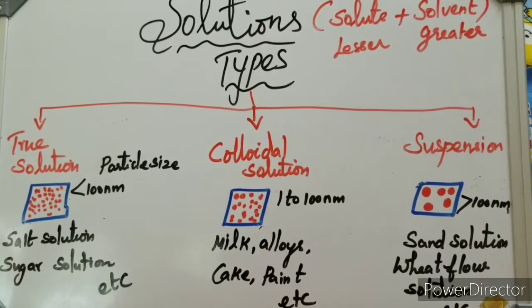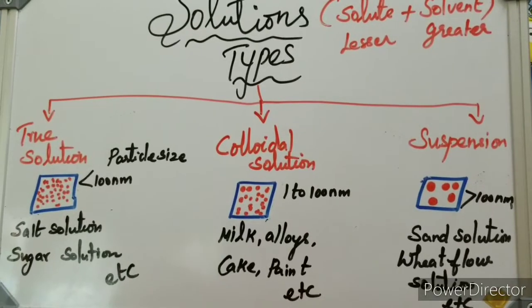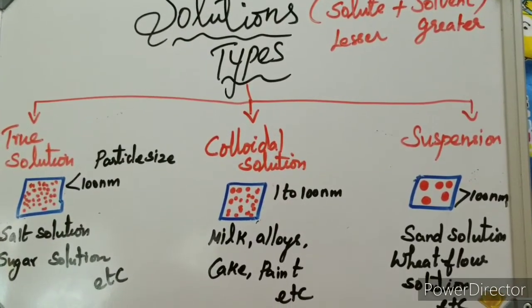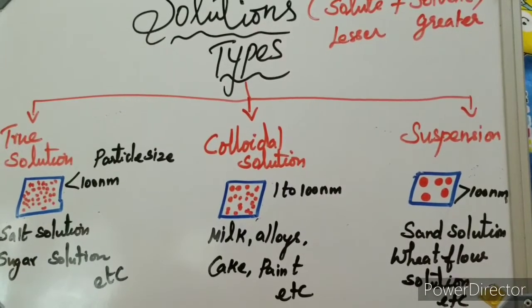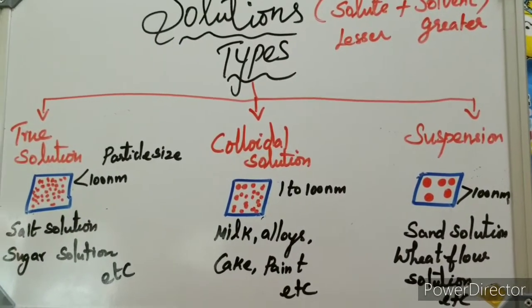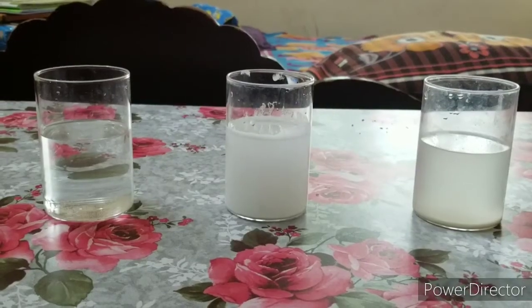Now consider the starch solution. When we add a small amount of starch into water, it makes the solution colloidal. Throughout the solution, we are able to see the particles. That type of solution is called a colloidal solution. Now I want to show one experiment, which is given in your 9th standard textbook.